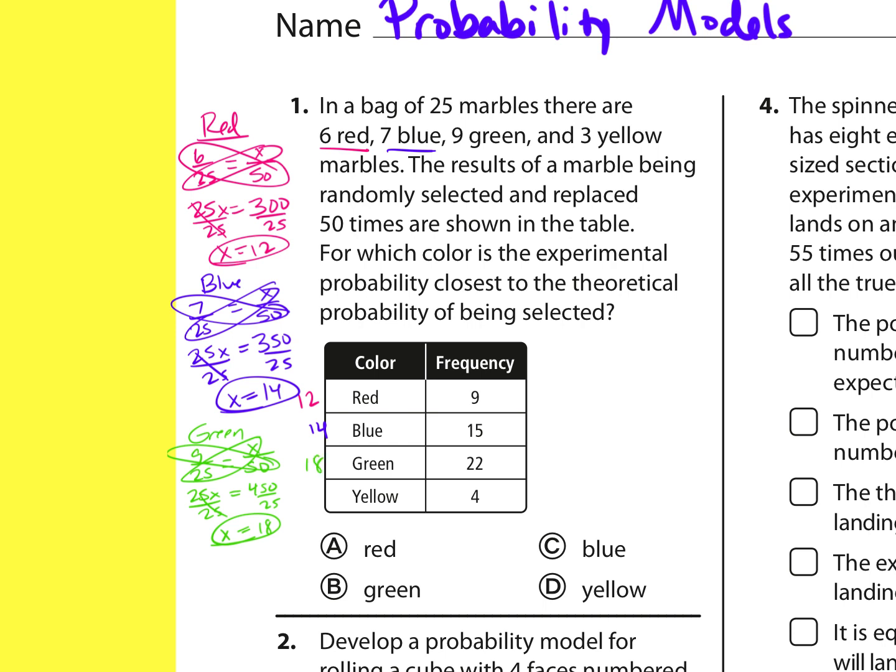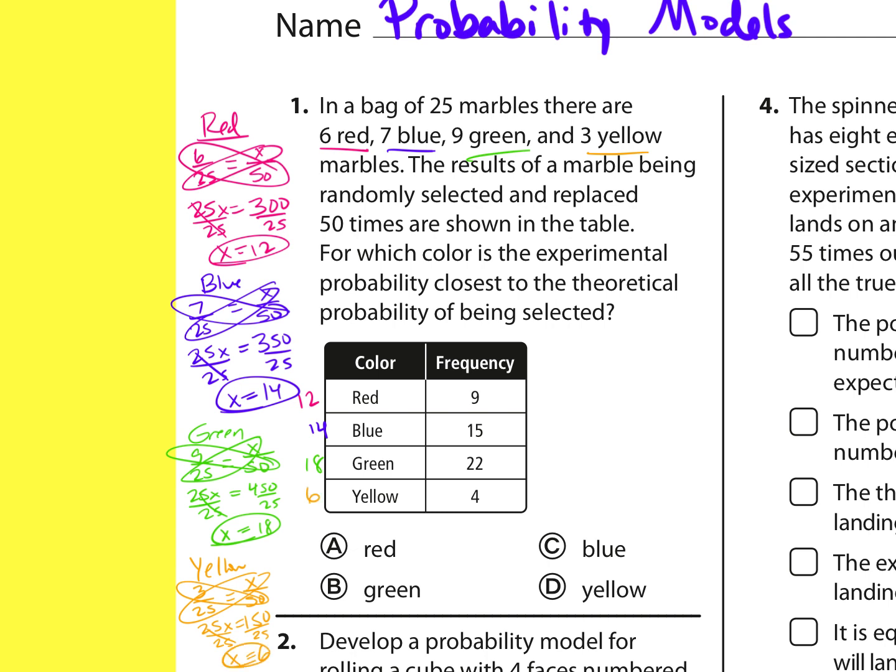And then last, yellow. We have 3 out of 25 are yellow. And so x out of 50, when we cross multiply, we get 25x equals 150. We get those cross products. And divide both sides by 25, and we get that x is 6.